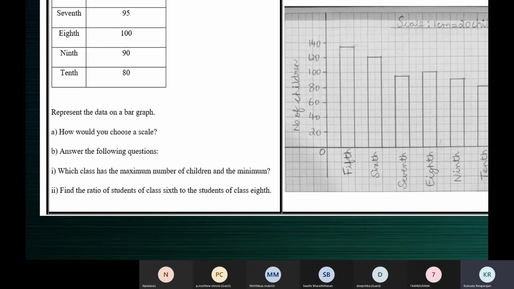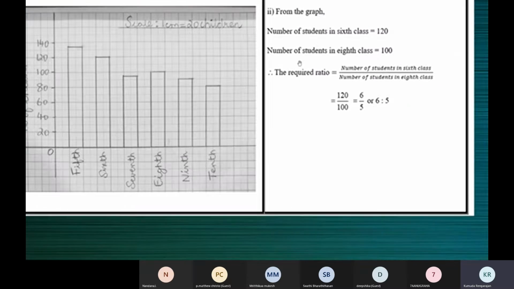Whichever is mentioned second will come in the denominator. So here we'll have to find the ratio of the students of class 6th to the students of class 8th. Ratio means you should divide the numerator by the denominator. Ratio of what? Number of students of class 6th to the students of class 8th.